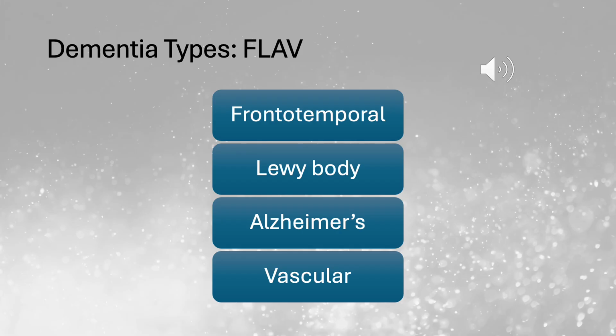There are different types of dementia. You can use the mnemonic FLAV. And we're not going to go too deep into that. I'm just going to give you little touch points on each one. The first one is frontotemporal dementia, and it really takes over the whole brain. The frontal lobe controls behavior and speech and motor functions. So these are people that have no filter.